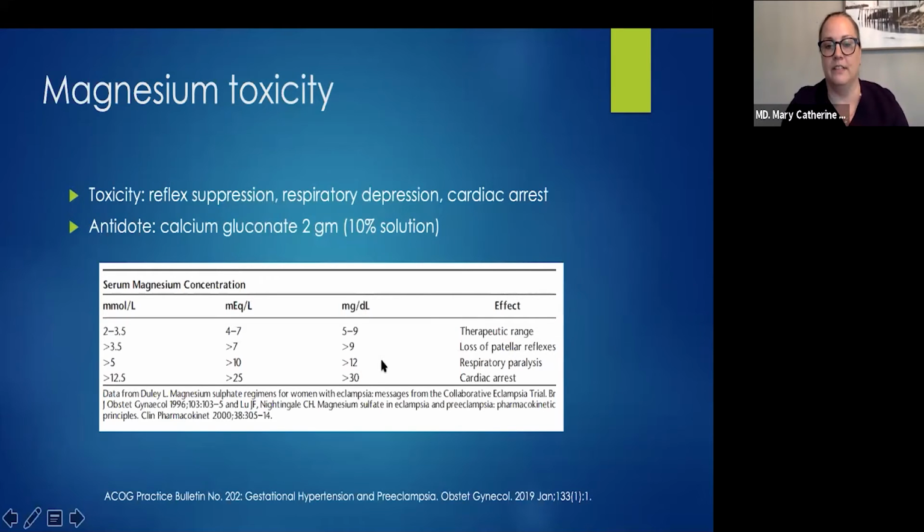Anyway, levels greater than 12, you might see respiratory depression, respiratory paralysis, and then at very high levels, it could even result in cardiac arrest. And so if there is evidence of magnesium toxicity, then the antidote to give would be calcium gluconate, 2 grams, and that's generally mixed as a 10% solution.